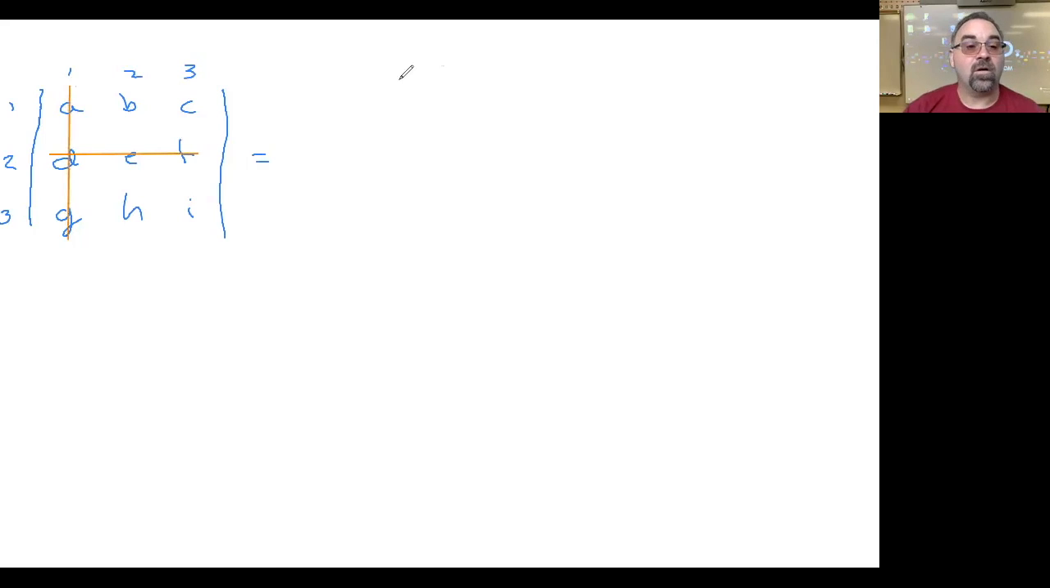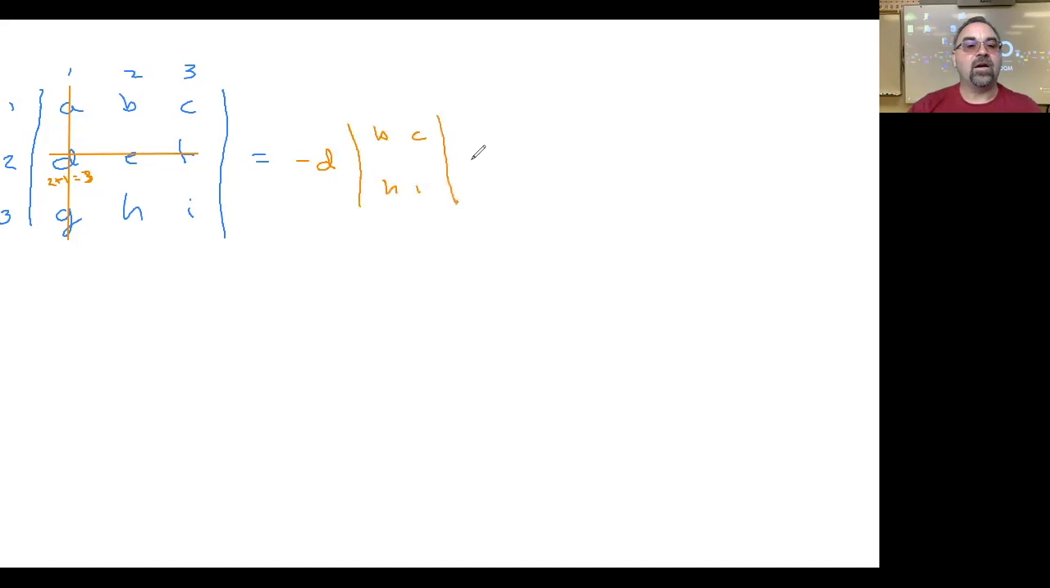Now remember, since D is in row 2, column 1, you take the 2 plus the 1, that's 3. That's odd. So my first minor now is going to have a negative coefficient, like so, negative D. And then I'll put in its minor, which would be B, C, H, and I.